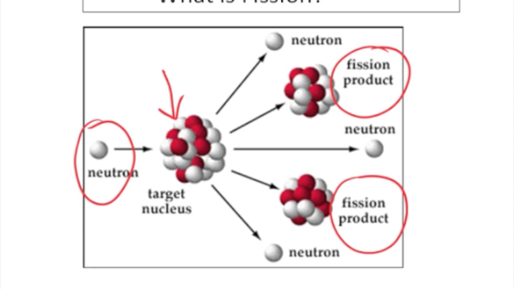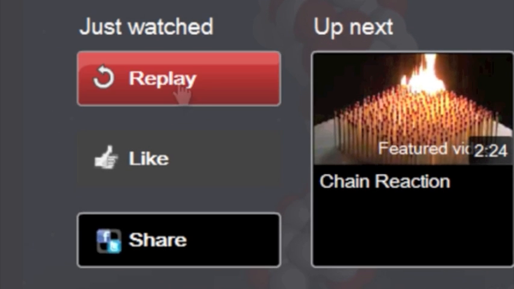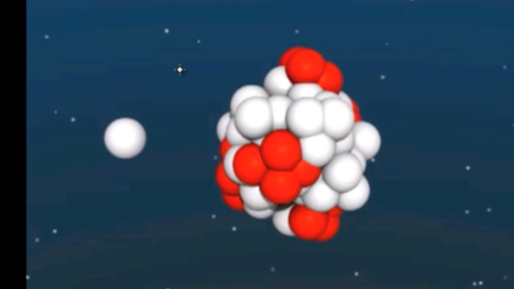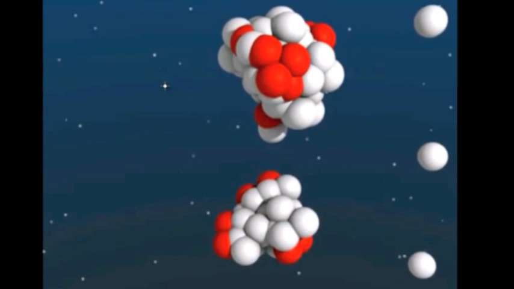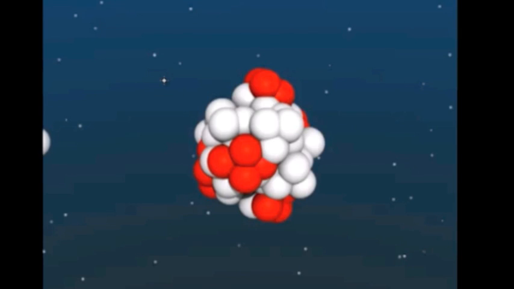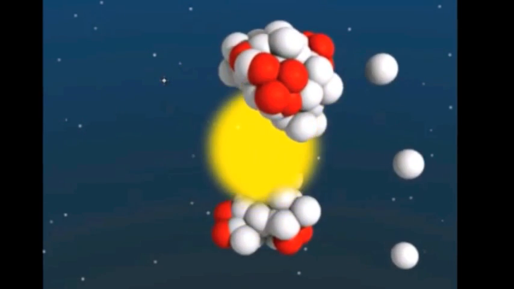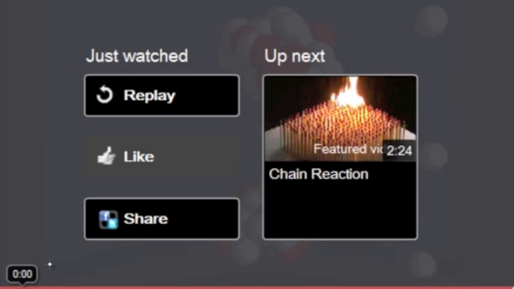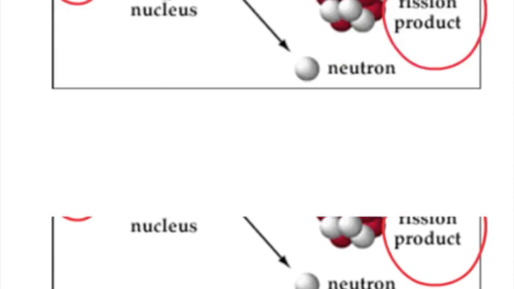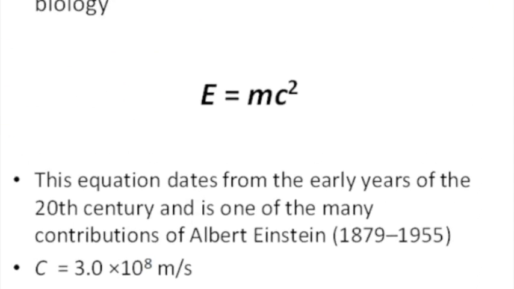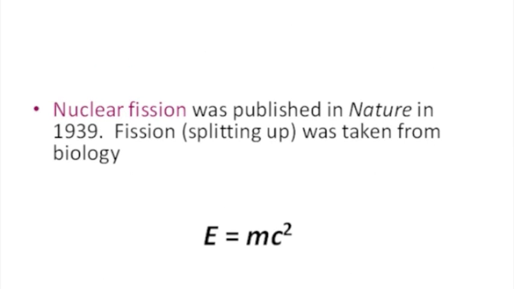Let me show you a quick animation of that. Here you see the neutron coming in, colliding with the uranium-235 nucleus and producing 2 fission products and 3 neutrons. Now the 3 neutrons are able to go ahead and collide with another uranium-235 nucleus, which is why this is referred to as a chain reaction. We'll talk more about that in the next video.